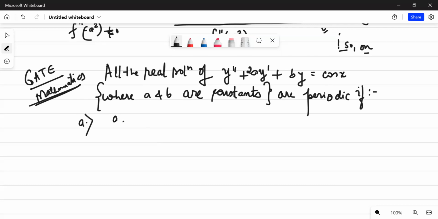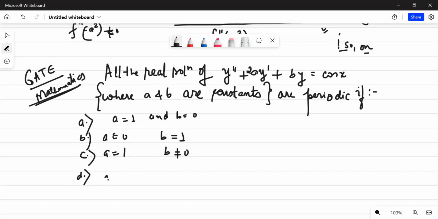Option A is a equal to 1 and b equal to 0. Option B is a equal to 0 and b equal to 1. Option C is, I think, a equal to 1 and b not equal to 0. And option D is a equal to 0 and b not equal to 0. So these are the options one needs to check.